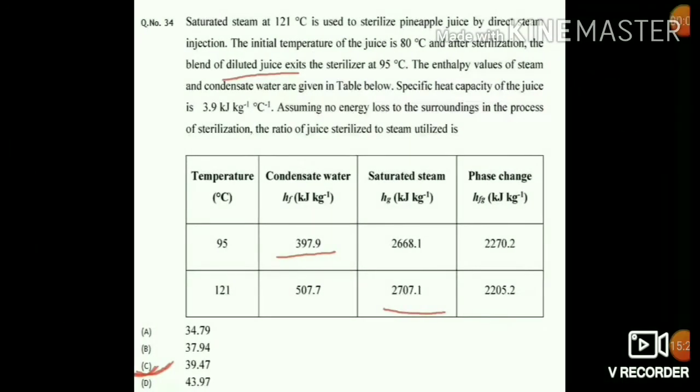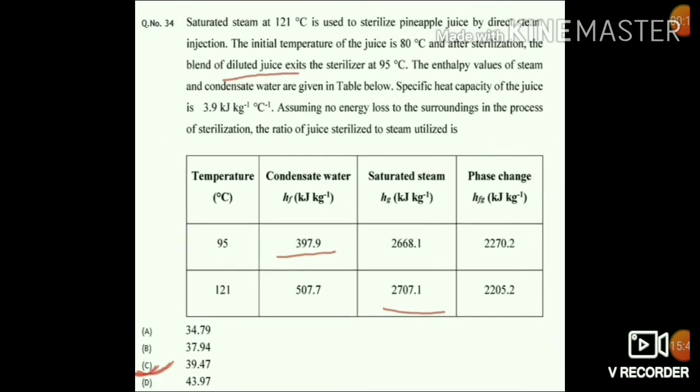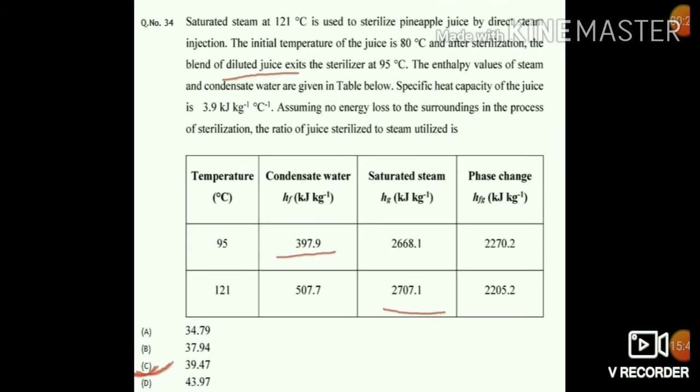And this question is looking very lengthy and very dangerous, but friends, genuinely it is a very easy question. You only have to read the question carefully and understand what it is saying and what it is asking. You simply read the question. Saturated steam at 121 degree temperature is used to sterilize pineapple juice by direct steam injection. The initial temperature of juice is 80 degrees centigrade, and after sterilization the temperature of diluted juice is 95 degrees centigrade, and enthalpy values of steam are given and a specific heat of juice is given.